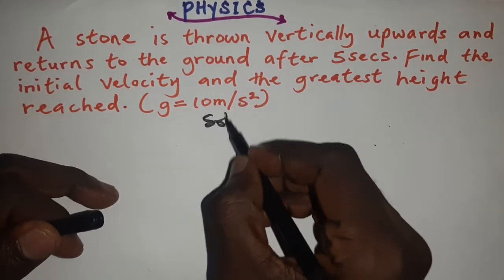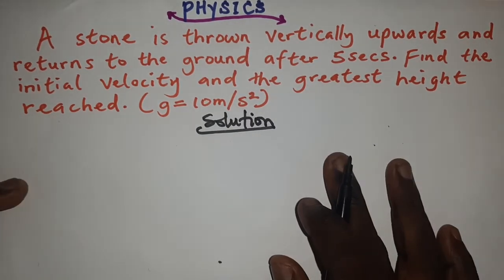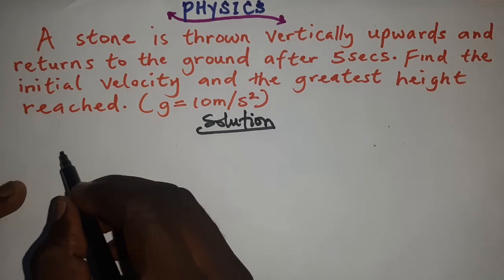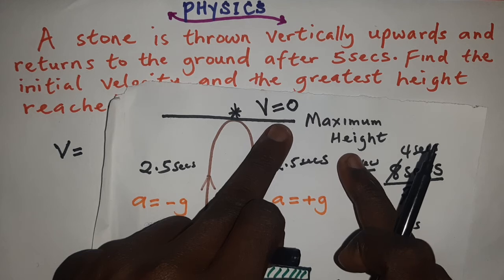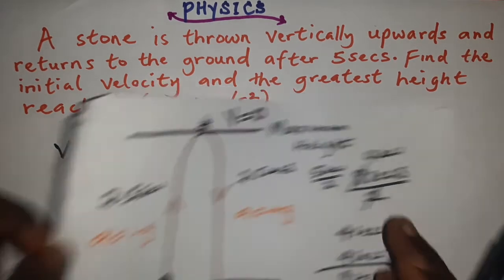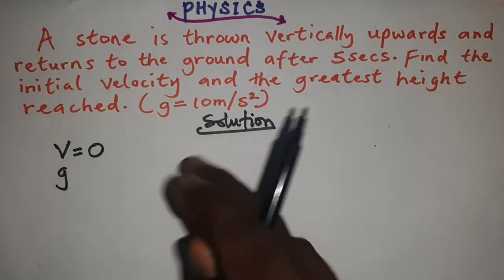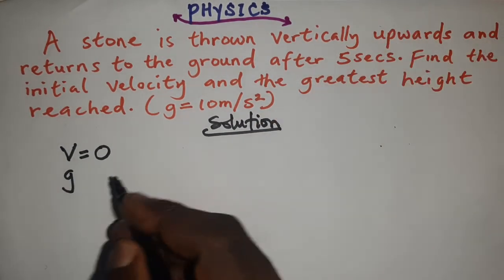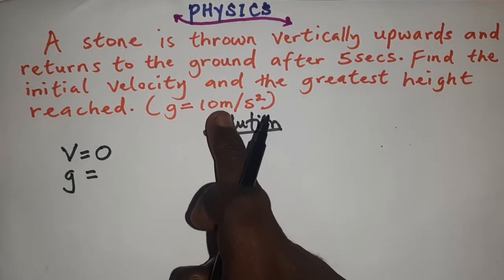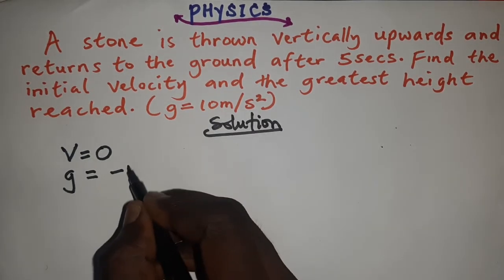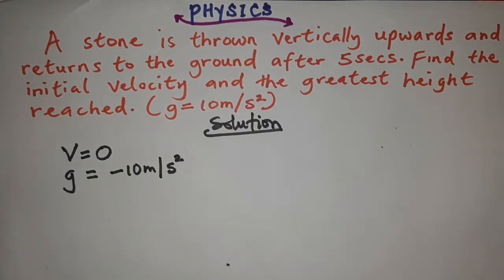So what we have here, solution, we know that our v is 0, exactly what I said here. At maximum height, your final velocity is 0, and we know that our acceleration due to gravity, if we're looking at the object as it's going up, will be a negative 10. Since the value is 10 meters per second square, we're going to use minus 10 meters per second square because it is going up and it is experiencing retardation.